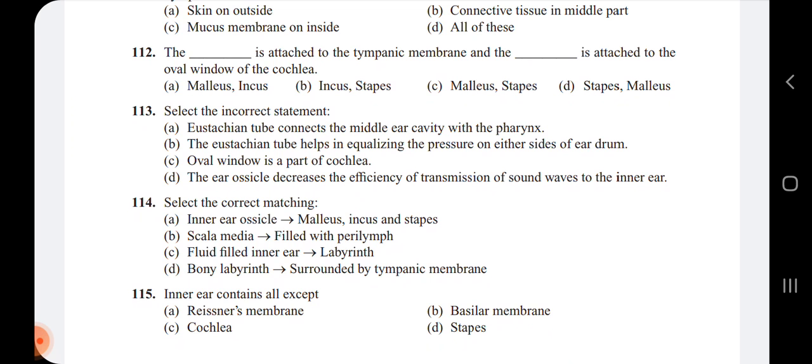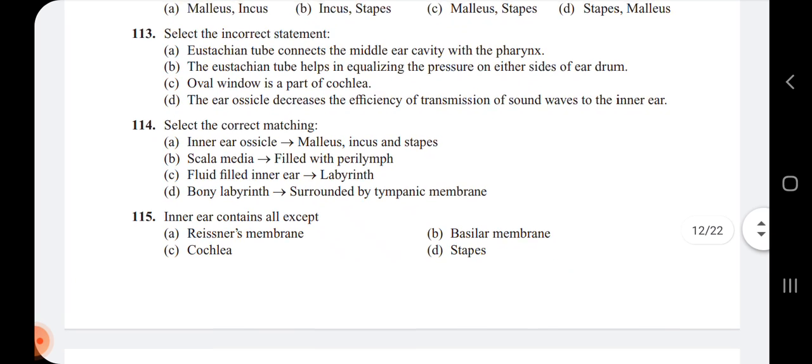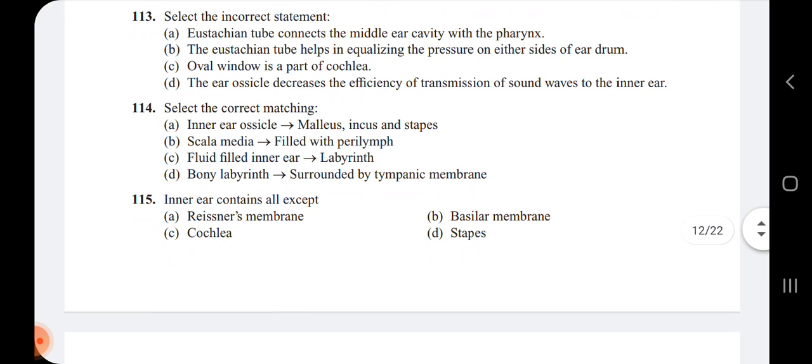Statement B, the Eustachian tube, as I said, helps in equalizing the pressure. Then statement C, oval window, it is a part of the cochlea. So that is also the correct statement. Option D, the ear ossicle decreases the efficiency of transmission of sound waves to the inner ear. Actually, these ear ossicles increase the efficiency of the transmission of sound waves to the inner ear, not decrease it. So that is the incorrect statement.